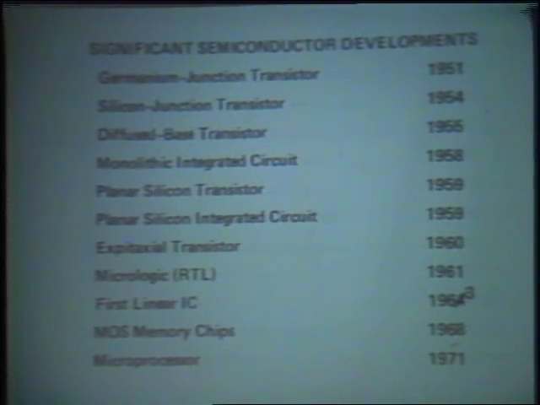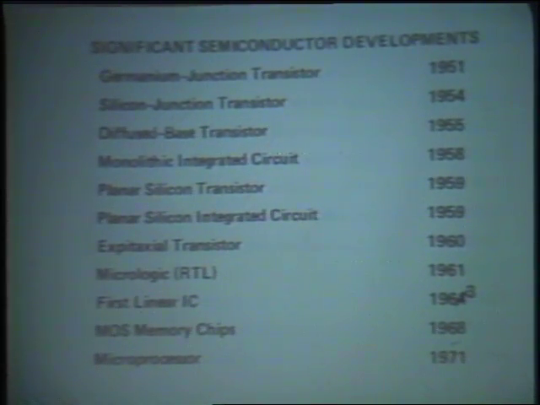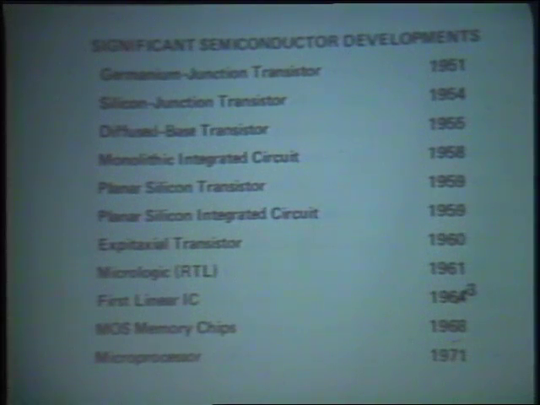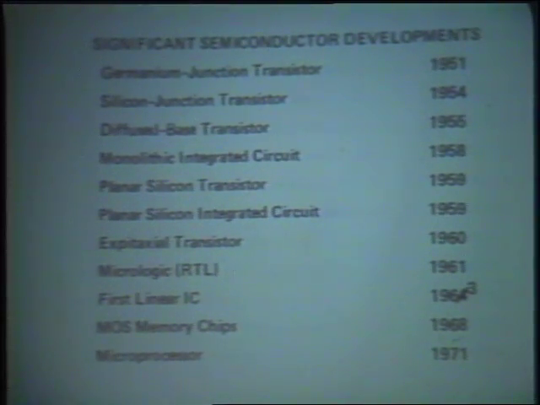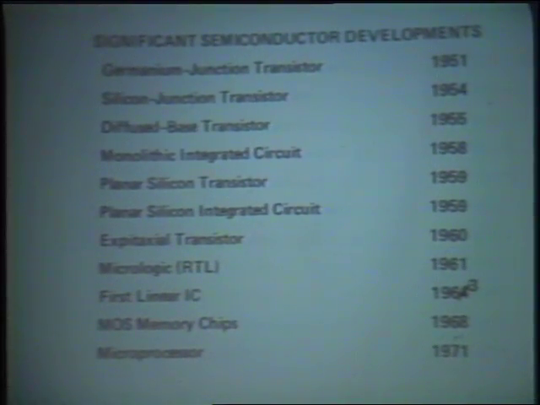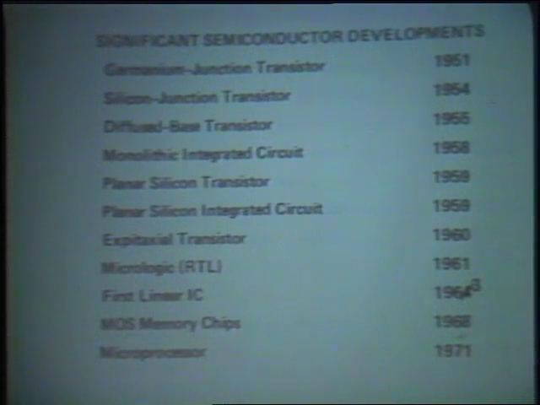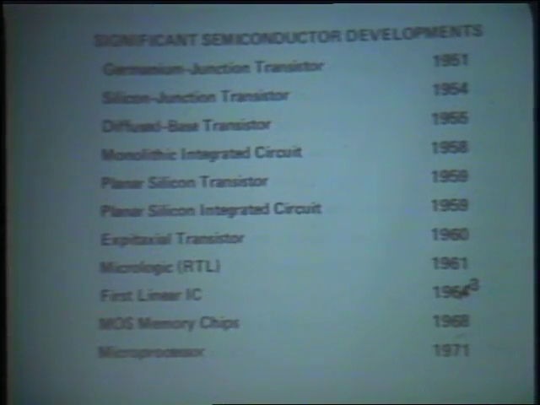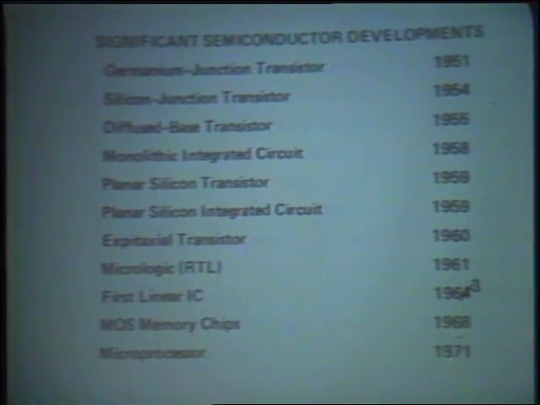Then, according to the history books, the first linear IC was 1964, but as you see, I crossed this out and made it 1963 because there's a custom design of the Apollo computer, which I'll show in a moment, which was 1963. Then in 68, there were MOS memory chips and microprocessors in 71, various types.